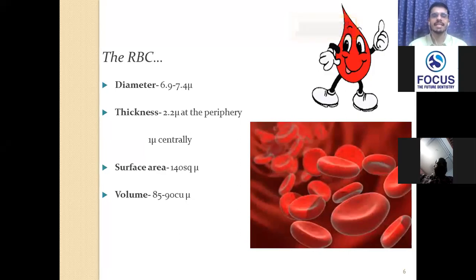The second thing is this shape gives it abundant surface area. It increases the surface area, which allows it to take up the maximum amount of nutrients and distribute it to the distant sites of the body. So this is very, very important in pertinence to the shape of the RBC.